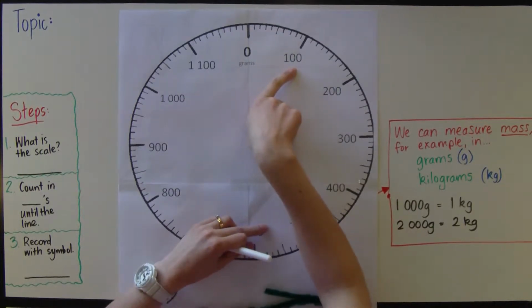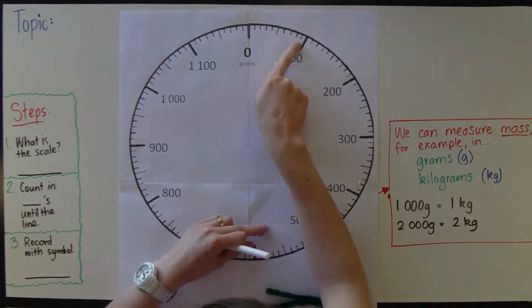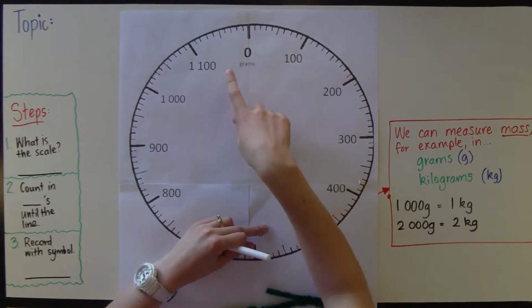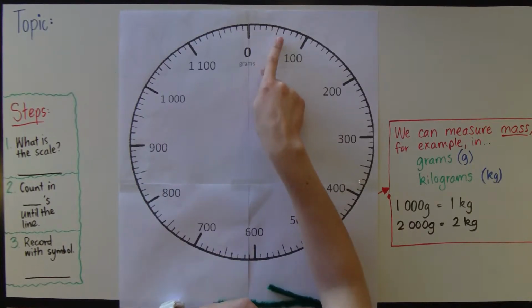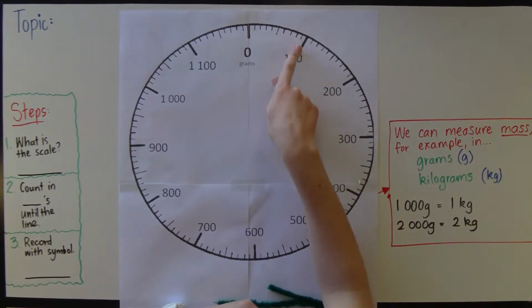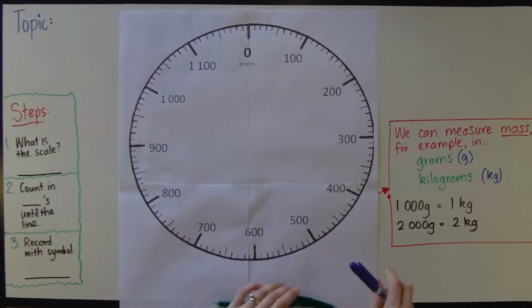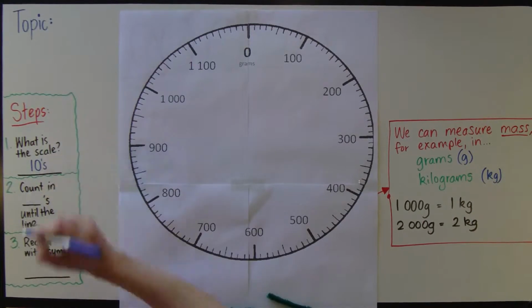That doesn't seem quite right. So we can try 5s. 5, 10, 15, 20, 25, 30, 35, 40, 45. That doesn't seem right as well. Let's try 10s. 10, 20, 30, 40, 50, 60, 70, 80, 90, 100. So that is the scale. Wonderful. So we've got step 1 done. So it's going up by 10s.